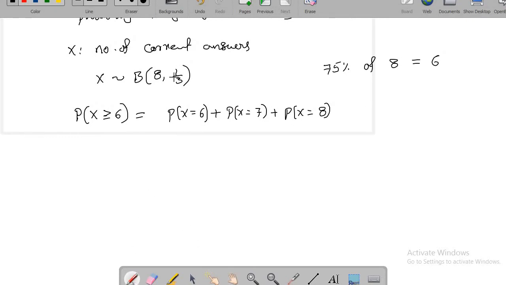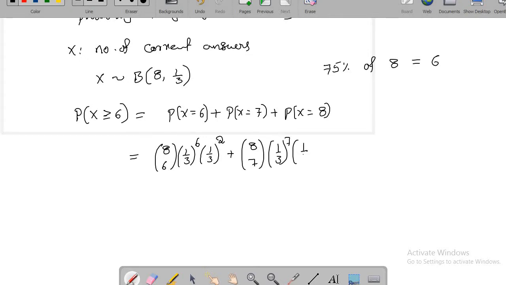Now you know x follows binomial distribution with these parameters. Now we can easily calculate. So you want 6 answers to be correct. So this is 8 choose 6 into 1 by 3 whole power 6 into 1 by 3 whole power 8 minus 6, that is 2, plus 8 choose 7 into 1 by 3 whole power 7 into 1 by 3 whole power 8 minus 7, that is 1, plus 8 choose 8 into 1 by 3 whole power 8 into 1 by 3.